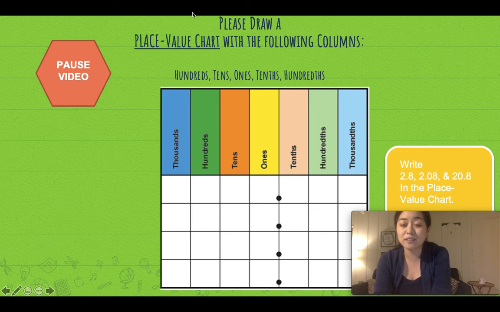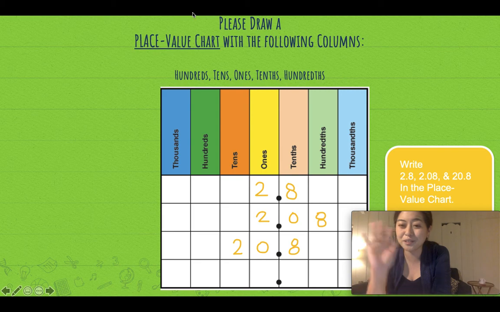Now let's write these three numbers in the place value chart. It's the same two numbers as before. I just added a new number, a third number. So pause the video and write these three numbers in your place value chart. Welcome back. Does your place value chart look like this?